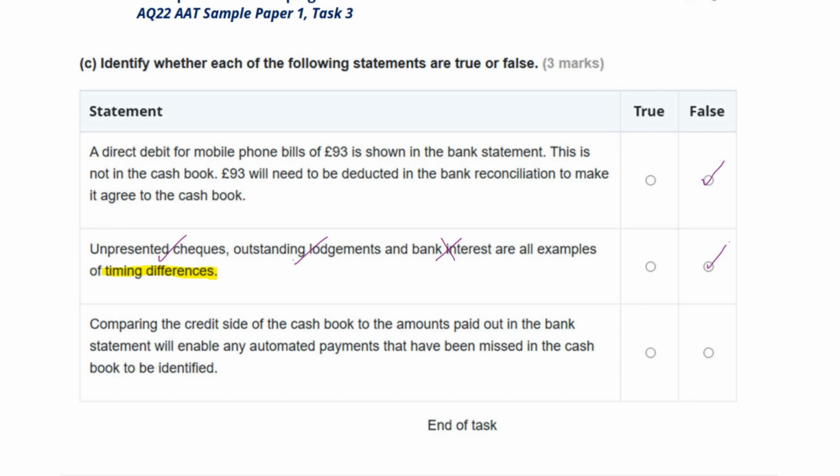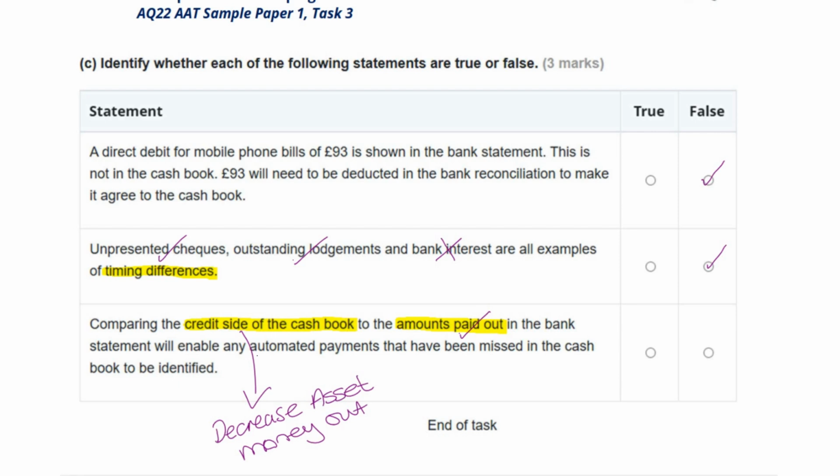And then the final one: comparing the credit side of the cash book to the amounts paid out in the bank statement will enable any automated payments that have been missed in the cash book to be identified. So let's break that down. We're comparing the credit side of the cash book to the amounts paid out in the bank statement. When we're looking at the credit side, it means we are decreasing our asset, which means money is being paid out of the bank. So that matches. And it will enable any automated payments that have been missed.